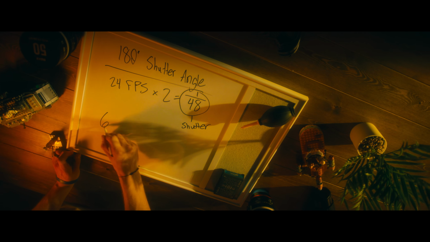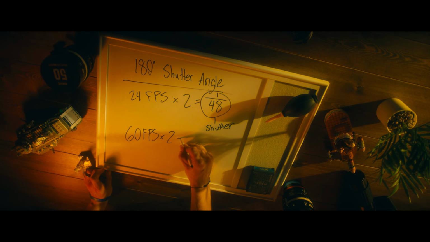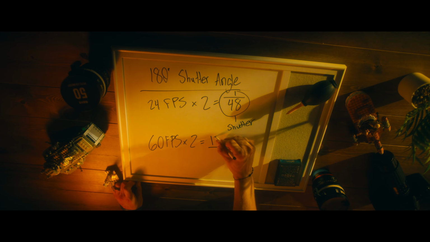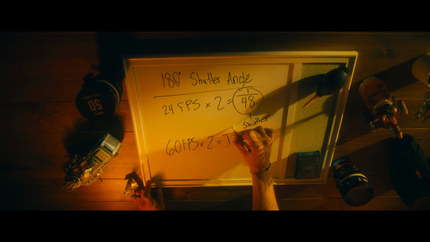Now, if we were to want to shoot at 60 frames, what do we need to do? Multiply 60 by what? Good job, by 2. And what does that get us? No, it gets us 120. So we're gonna have 1 over 120 as our shutter speed.